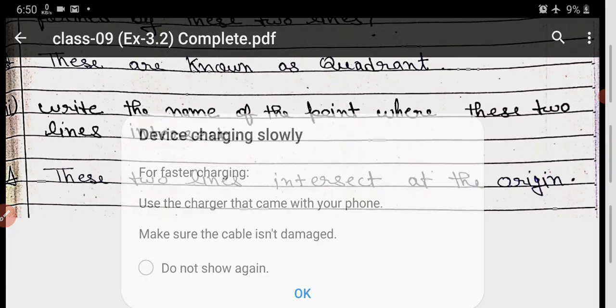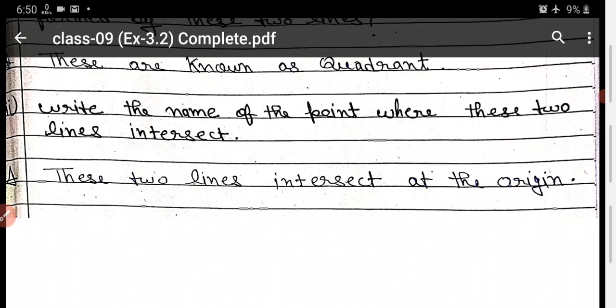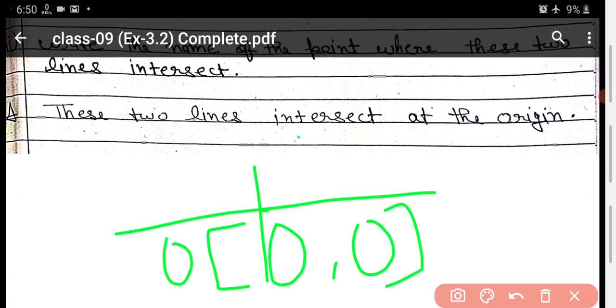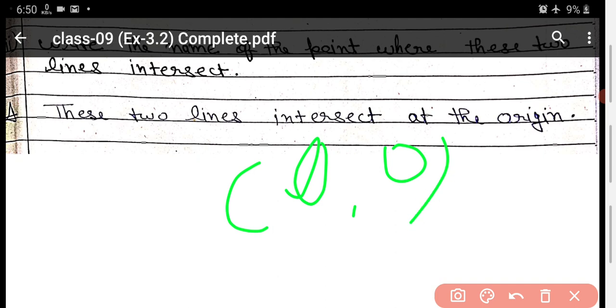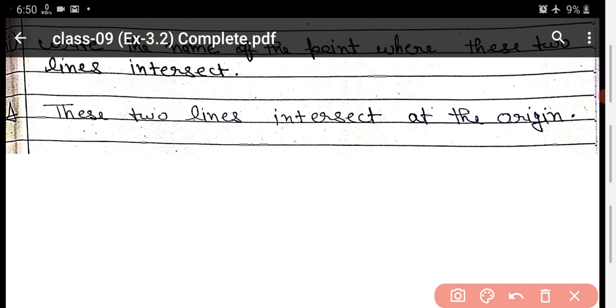So, write the name of the point where these two lines intersect. You have to say that these two lines intersect at the origin. If they ask one more question, what the coordinate is, then you have to write 0, 0. These are the coordinates. Okay, now come to the next question.